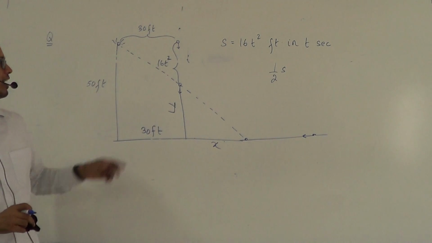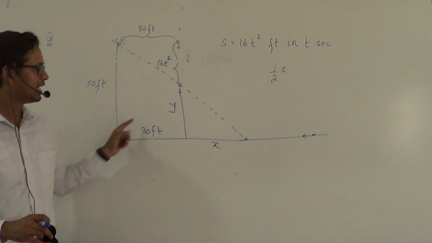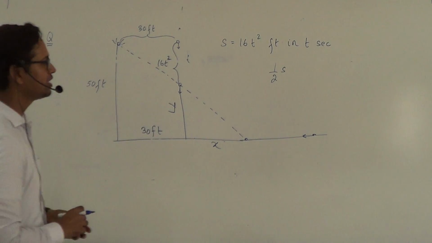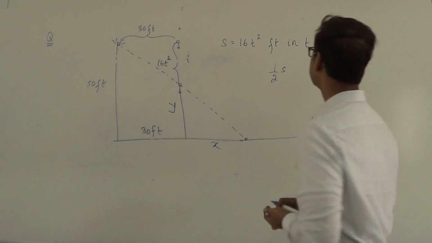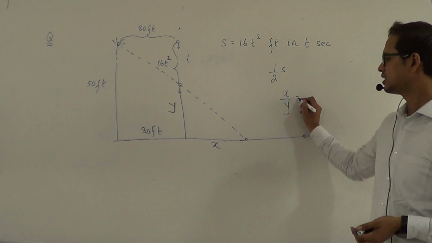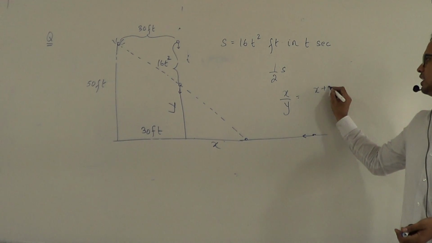Very simple. I can see two similar triangles being formed over here. One is this one, another is this one. These are similar to each other. Correct? So the first relation that I can write between them is x by y equals x plus 30 by 50.